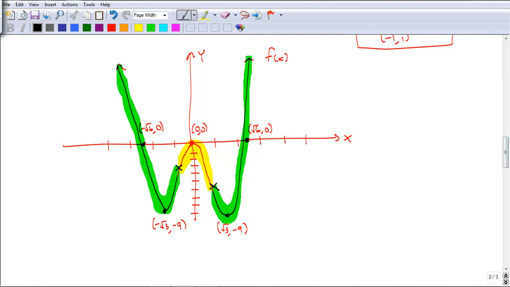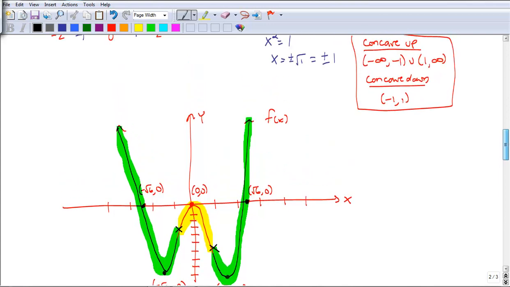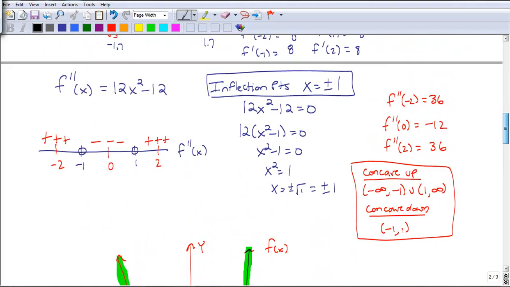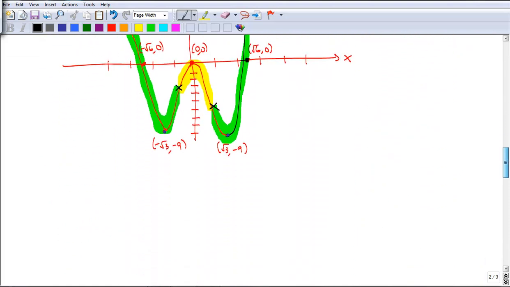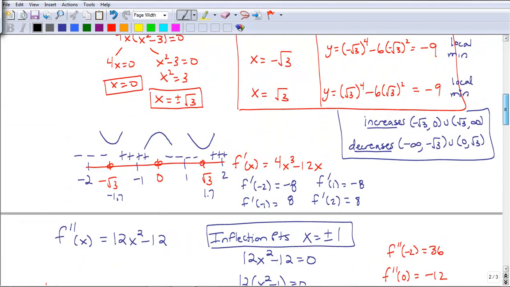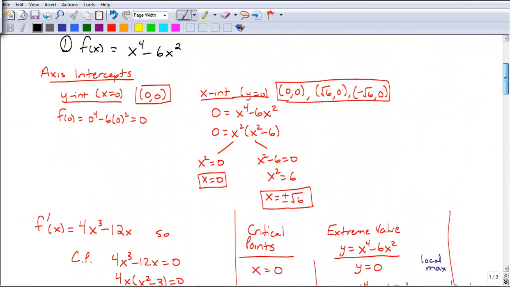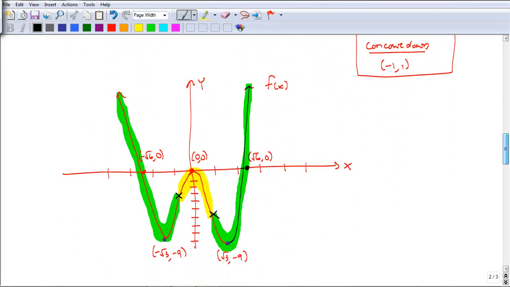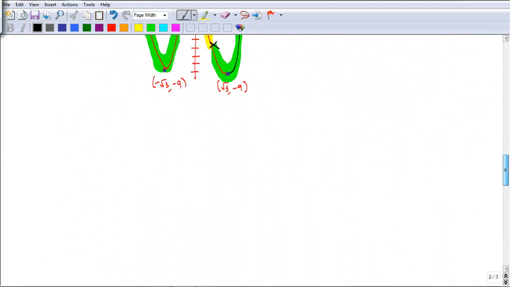So this gives you a general idea of what the graph looks like. Notice we didn't really use the concavity except to check ourselves. And so that's the idea behind these problems that we're doing. We're going to find everything we can find from 4.1 and 4.2, and we're also going to find axis intercepts and use them to draw a picture of the graph. Let's look at another one.